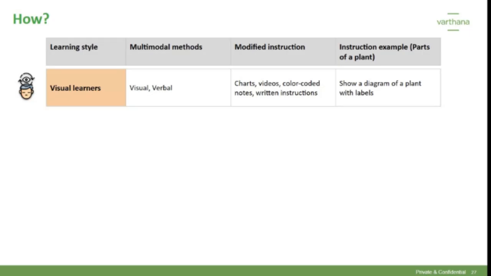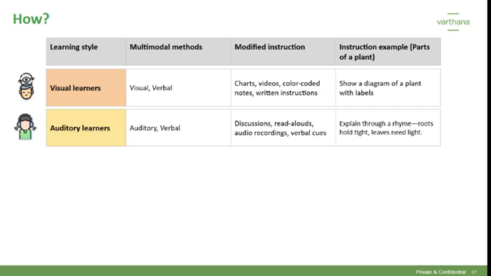So rather than just orally telling, visual learners will understand better if you write it on the board, or write and give it, or put it on a chart, and they will read and understand the things better and follow those things in a much better way. So for example, if we take up the topic parts of a plant, what a visual learner can do is show a diagram of a plant with labels. To show this diagram, she can have a chart, or a video, anything in different ways. This can be done for visual learners.